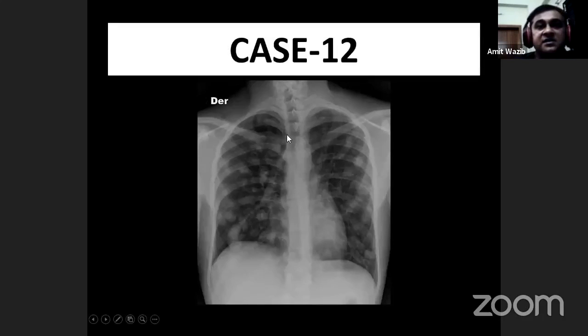Another X-ray, it is similar to the previous one. Here the number of rounded lesions is more. There are numerous rounded lesions of variable sizes scattered over both lung fields. The trachea is central, heart shadow normal, bony thorax and the soft shadows are normal, costophrenic and cardiophrenic angles are intact. So this diagnosis is pulmonary metastasis.